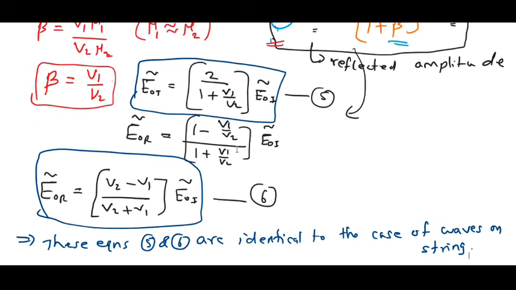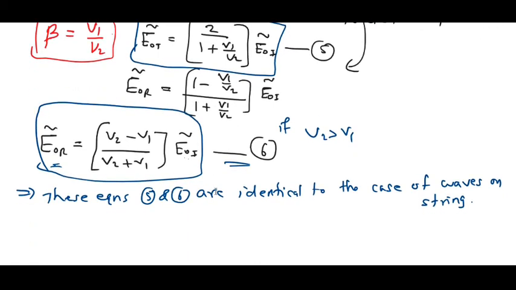If you see equation 6, if v2 is greater than v1, then the reflected wave is in phase, and if v2 is less than v1, there will be a negative sign, that is, the reflected wave will be out of phase with the incident wave. Let us note those two cases here.